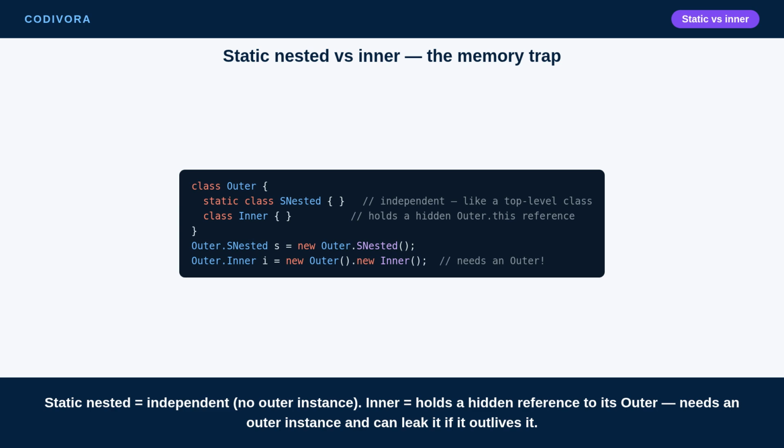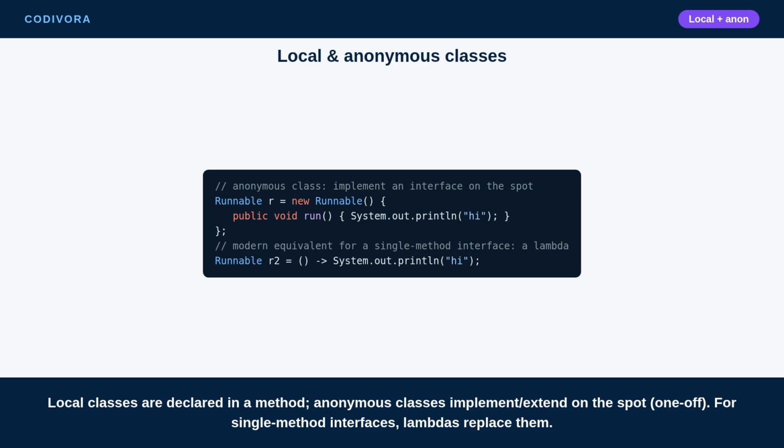A local class is declared inside a method and is only visible there, useful for a helper that's needed in just one place. An anonymous class goes further. It has no name at all. You define and instantiate it in one expression, typically to implement an interface or extend a class for a single one-off use, like an event handler. Both local and anonymous classes can capture effectively final local variables from the enclosing method. And the modern note: for an interface with a single method, a lambda is the concise replacement for an anonymous class. That Runnable is much cleaner as an arrow expression.